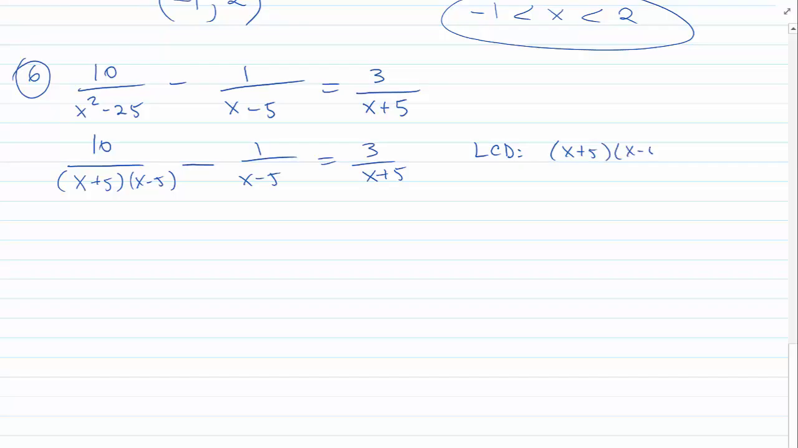Good. I'm going to use a different color to make the denominators the same. So the first one is already what we want. The second one needs to be what? We need x plus 5. So look, I'm going to multiply that.